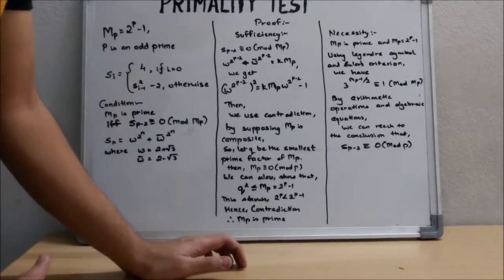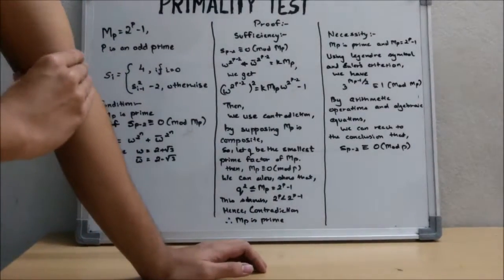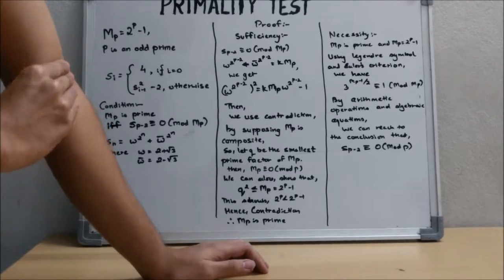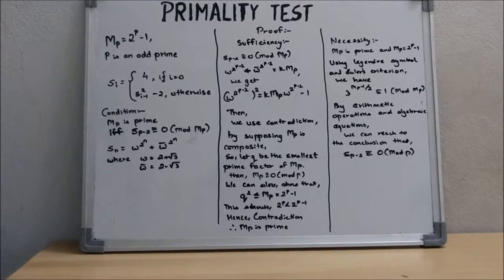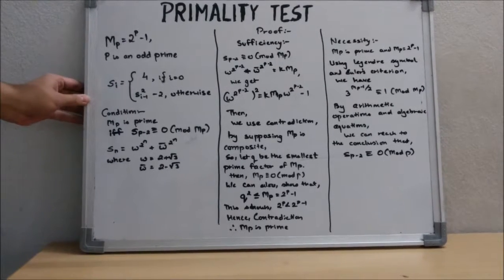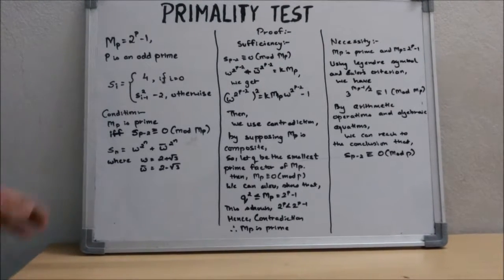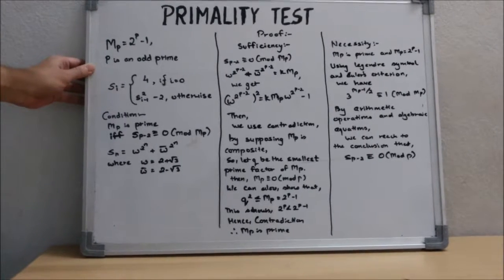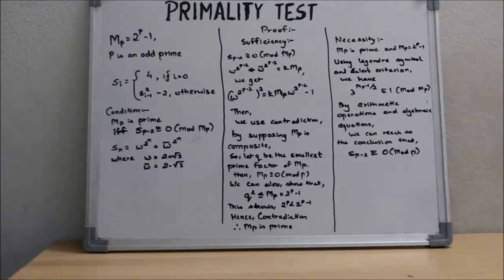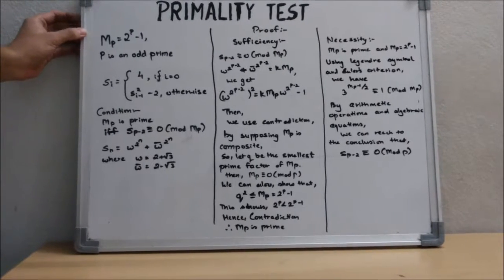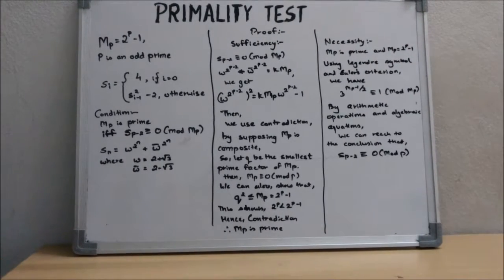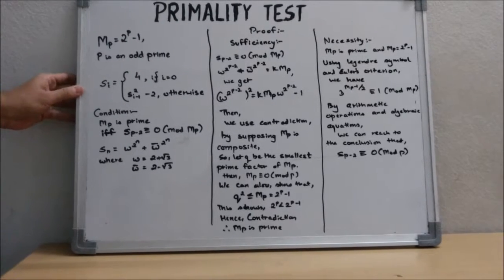In the necessity condition, we have used the Legendre symbol and Euler's criterion, and using arithmetic operations and solving algebraic equations, we can reach the conclusion that S_{p-2} equals 0 mod p. Hence, we have proved the necessity and sufficient conditions for M_p to be prime. Thus, we can use number theory to prove M_p is a prime number and test whether M_p is prime or not using the Mersenne number.